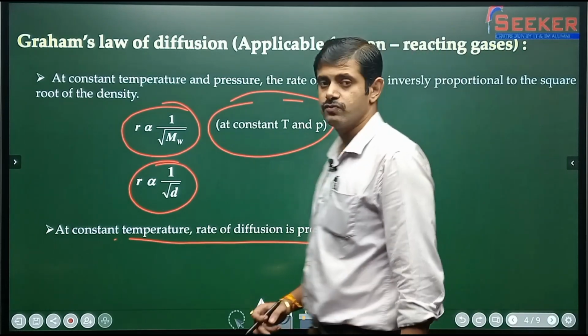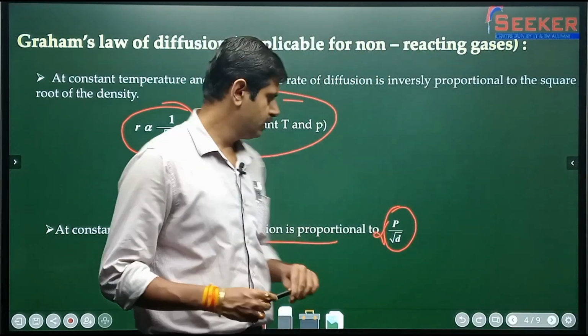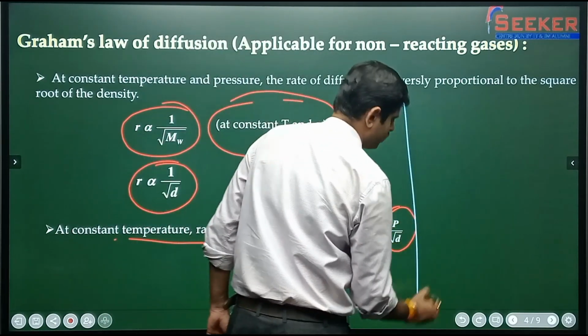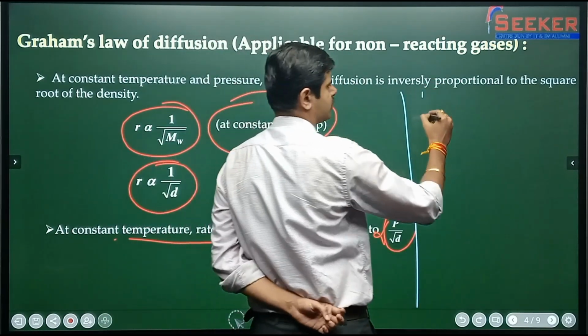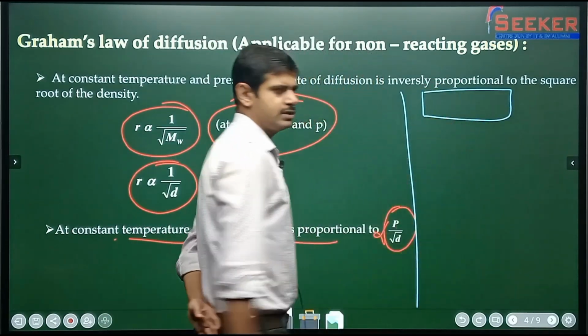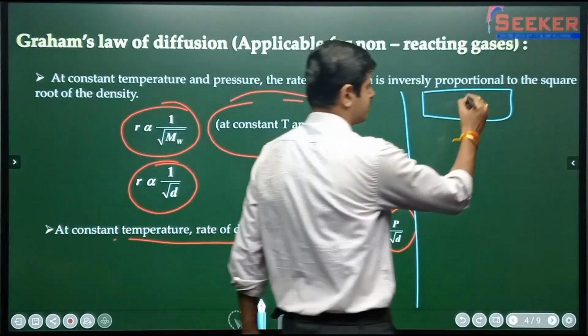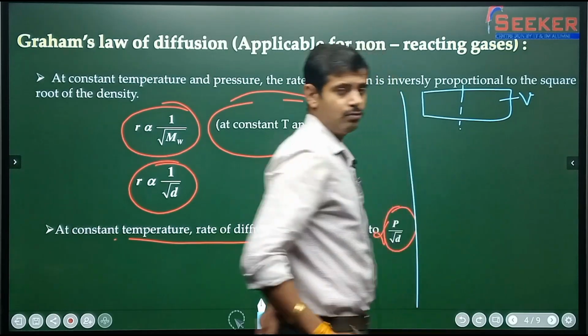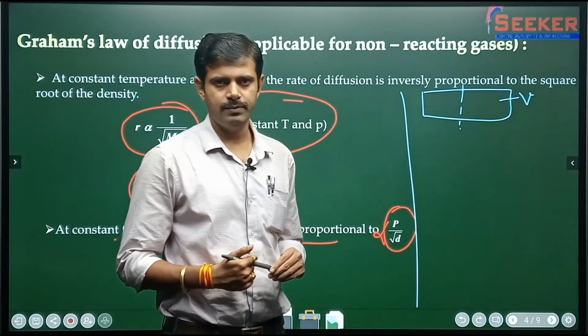Now there is one more thing we can discuss in this case. For example, I have a chamber of gas. In this chamber of gas, the volume of the chamber is V, and the amount of gas is V.